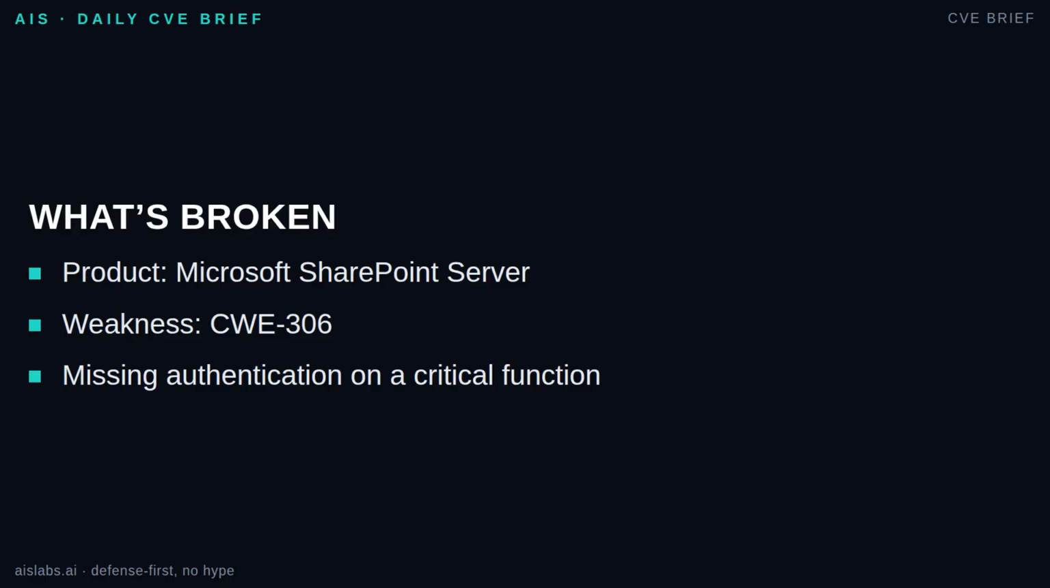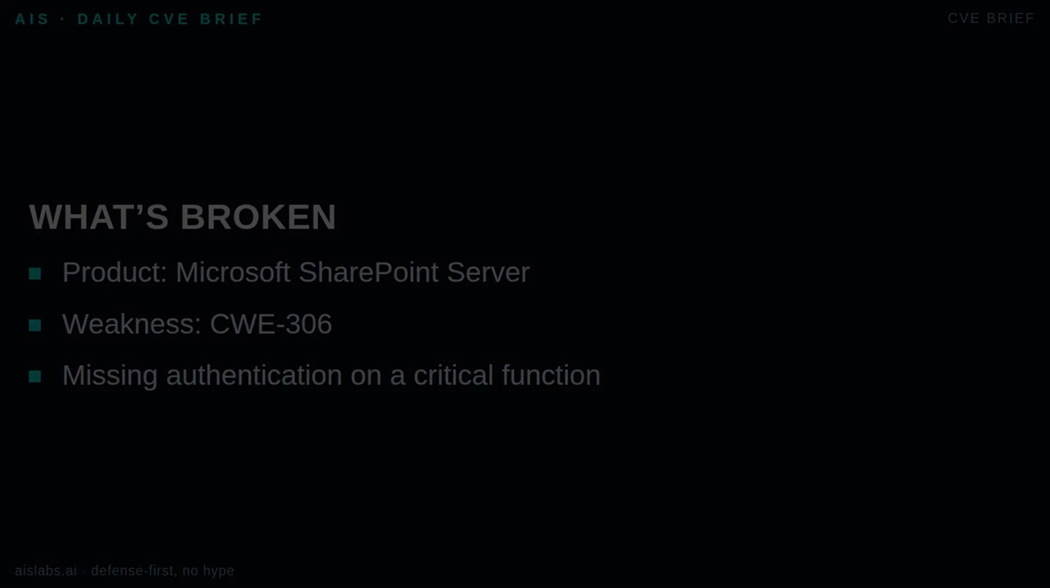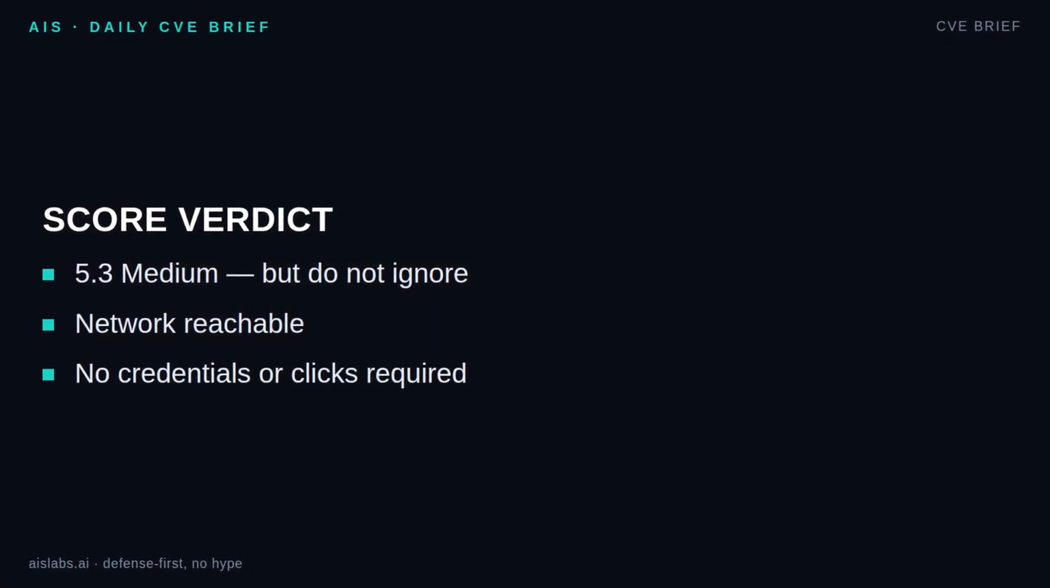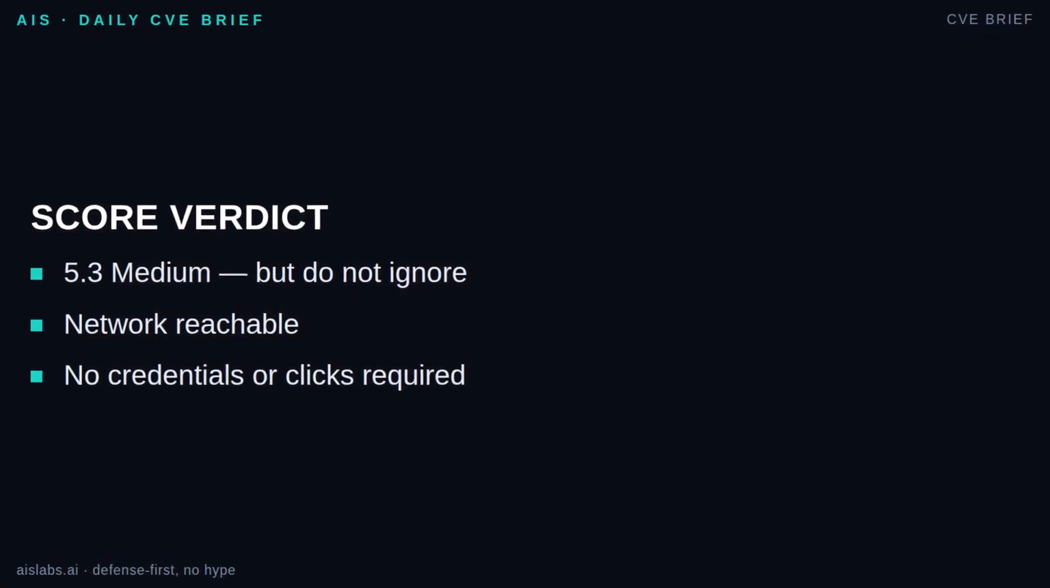In SharePoint, that matters because the platform often holds sensitive business content, permissions, workflows, and collaboration data. The provided data does not name the exact component or affected versions, so defenders should avoid assumptions and use Microsoft's official advisory to determine exposure precisely. Verdict: the CVSS score is medium, but the access conditions are what make it operationally urgent.